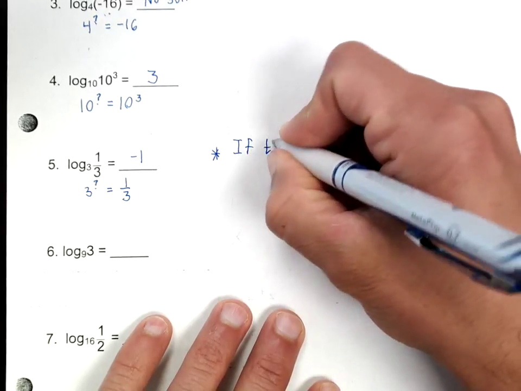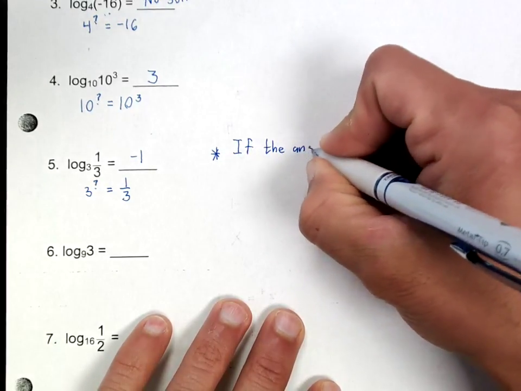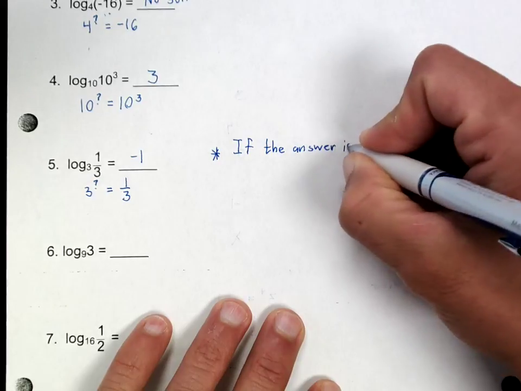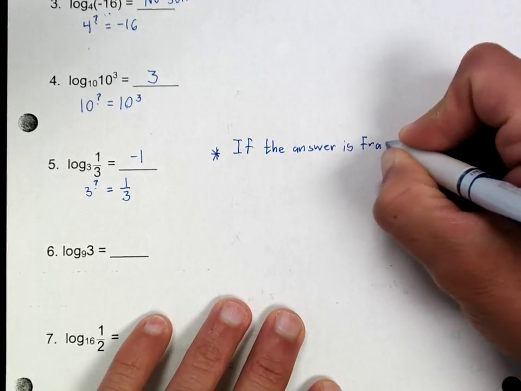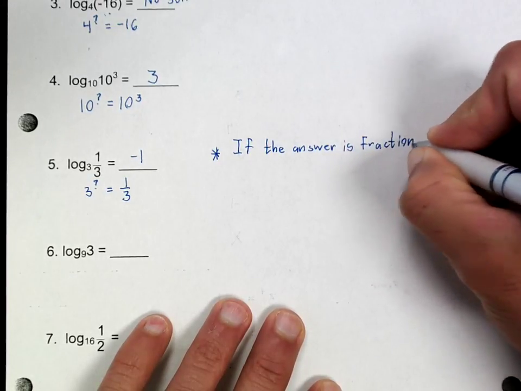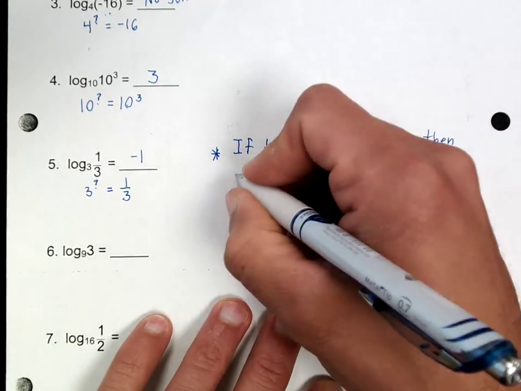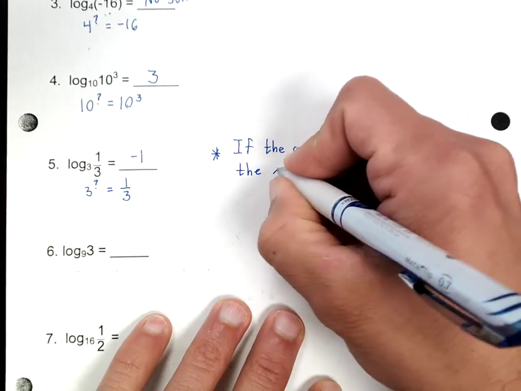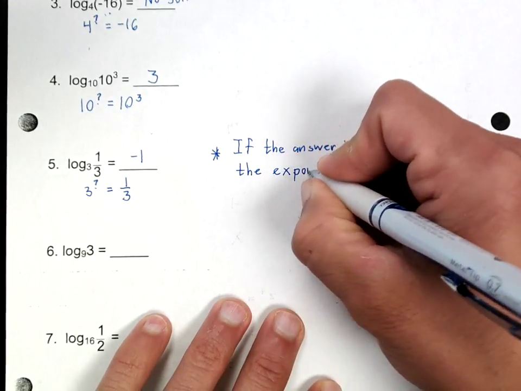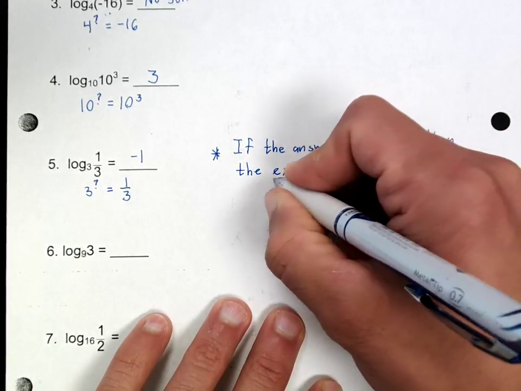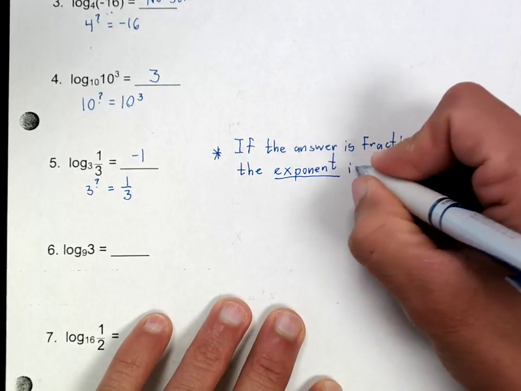If the answer is a fraction, at least in terms of what we're doing for this first worksheet, then the exponent is negative. And remember, when I say exponent, I mean the power, right? The power is going to be negative.